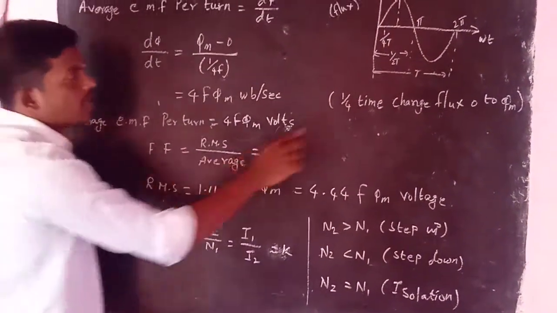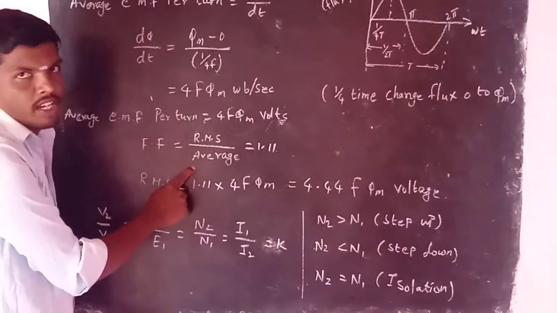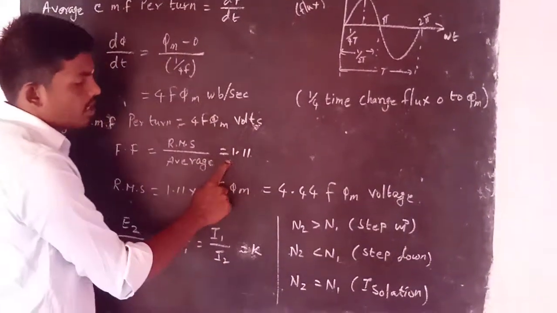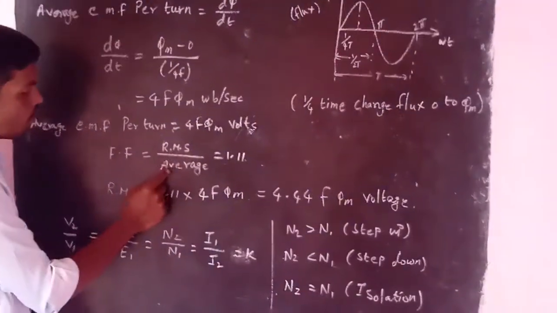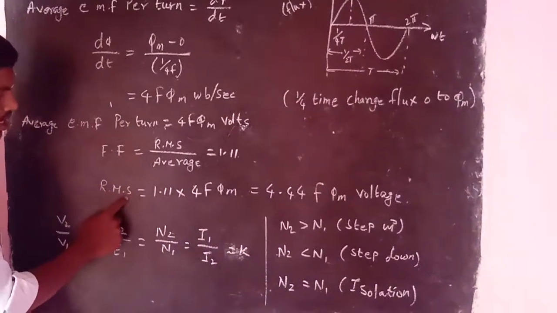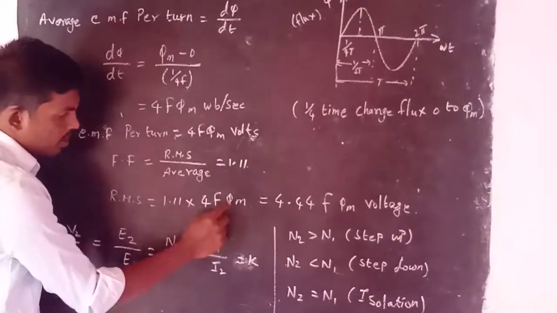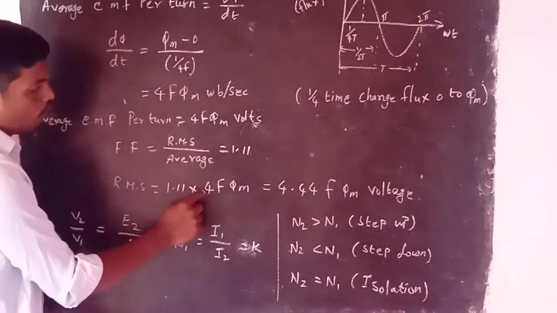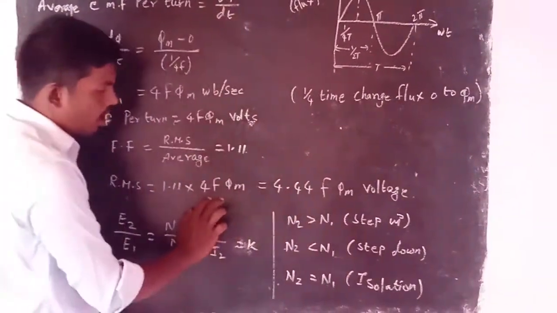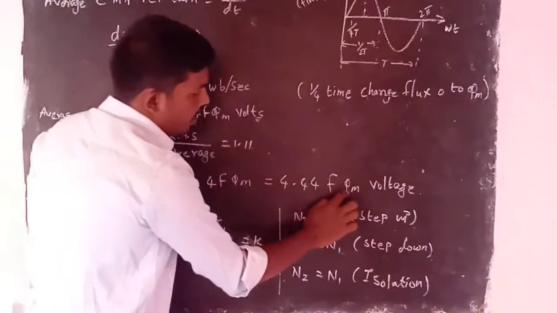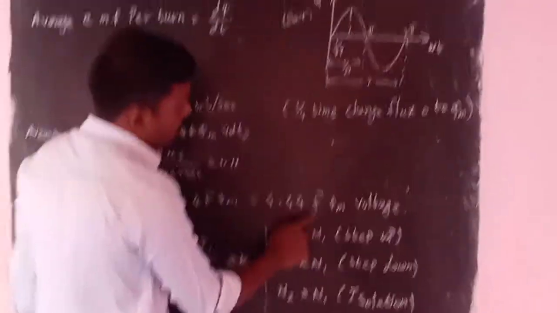The form factor of a sine waveform is the RMS value divided by the average value. For a sine waveform the form factor is 1.11, a constant value. To find the RMS value of the voltage, RMS value is equal to 1.11 into the average value. The average value we already found is 4 f phi maximum. Multiplying, the RMS value is 4.44 f phi maximum in volts. This is the general EMF equation in the transformer.